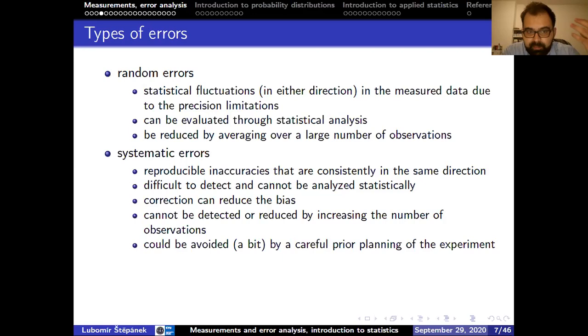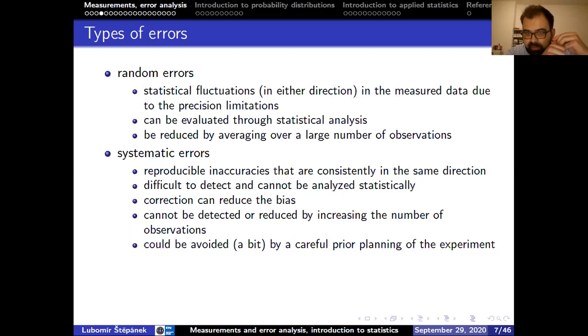What is a good piece of news is that it could be avoided a bit, as I told you, by a hard knowledge of the theoretical physics behind our measurement. That's the first thing. So yeah, this also requires some experience with practical physics and with the theory in physics.